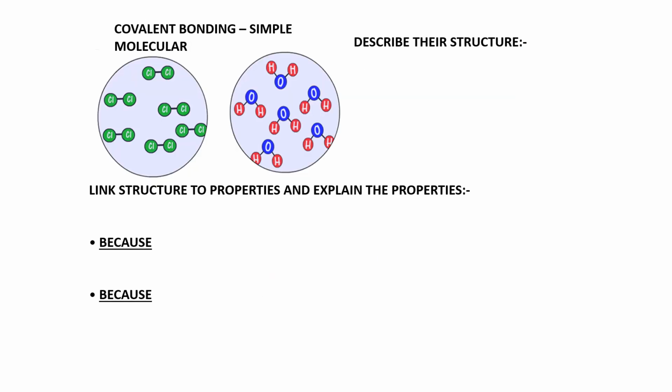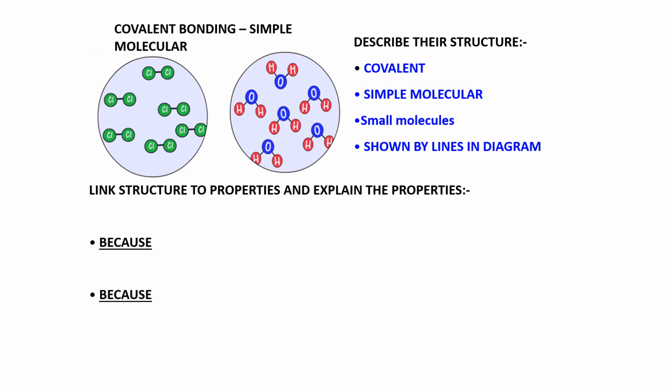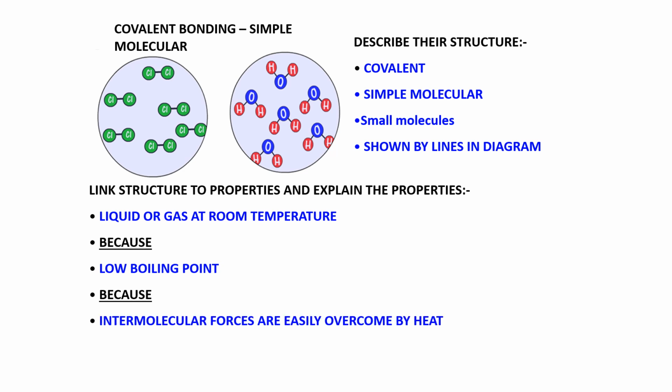So, if we wanted to describe their structure, we'd say they were covalent, we would say they were simple molecular, small molecules, shown by lines in the diagram, liquid or gas at room temperature because they've got a low boiling point, and a low boiling point because their intermolecular forces are easily overcome by heat. Okay, ladies and gentlemen.